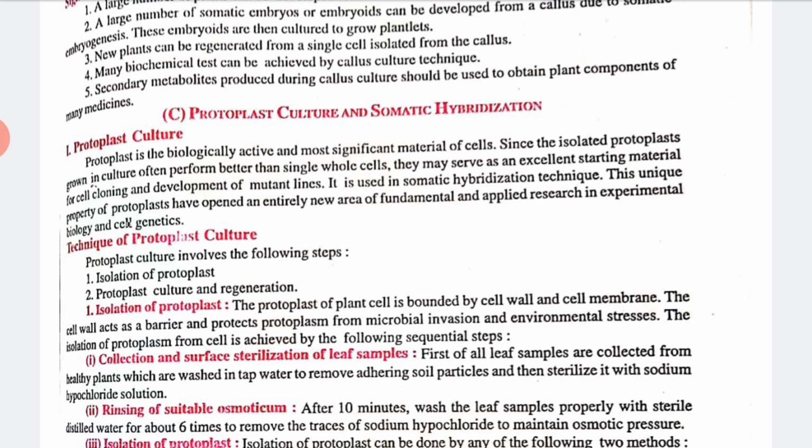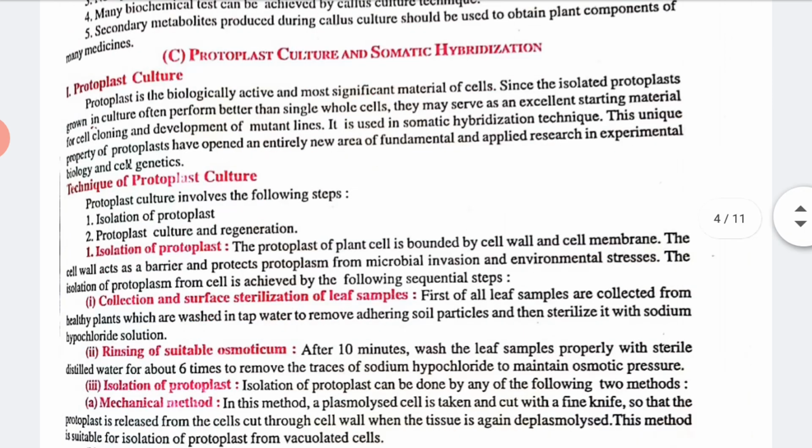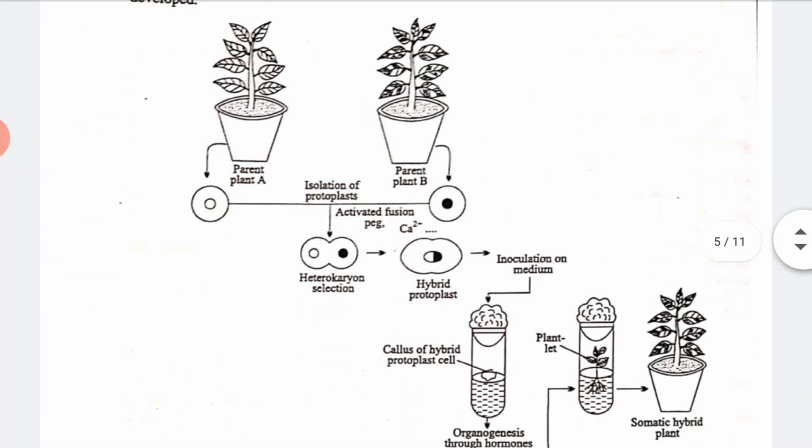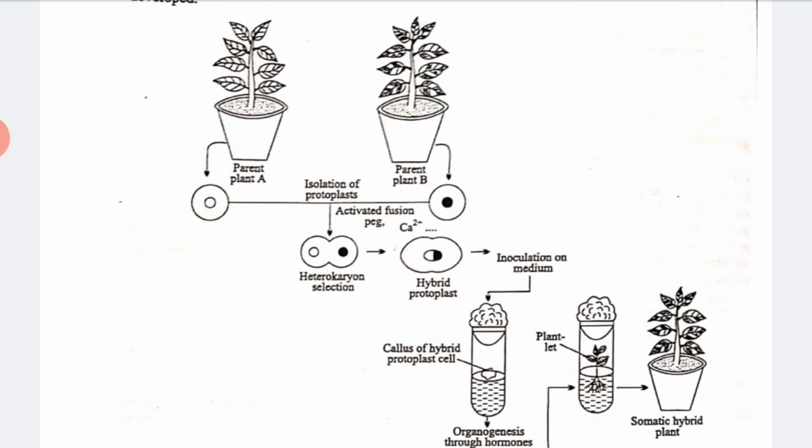Now next is your protoplast culture and regeneration. So in this protoplast culture, I'll show you an example. Okay, so this is the plant. Okay, so we have two different types of plants. Okay, that is parent plant A and parent plant B.